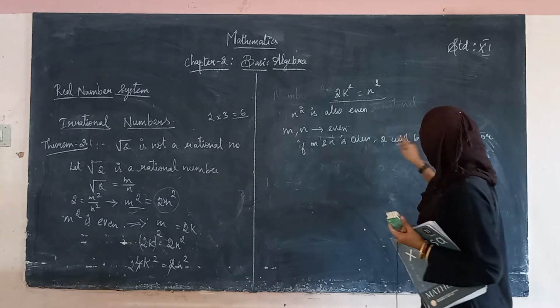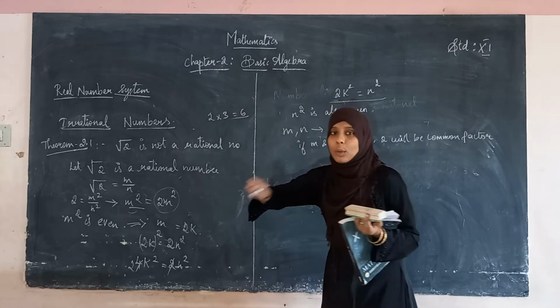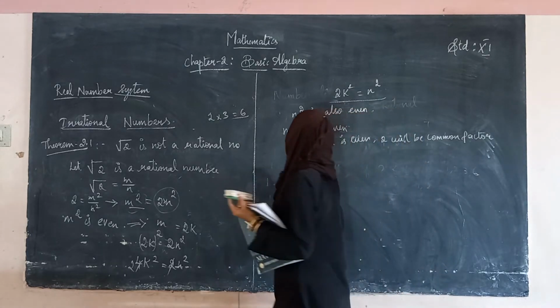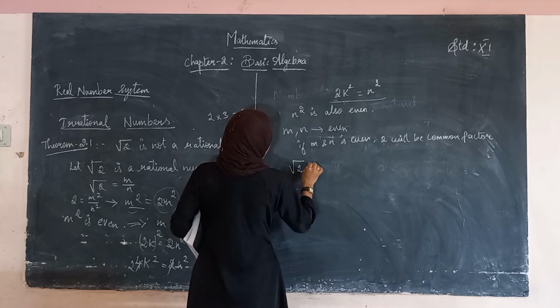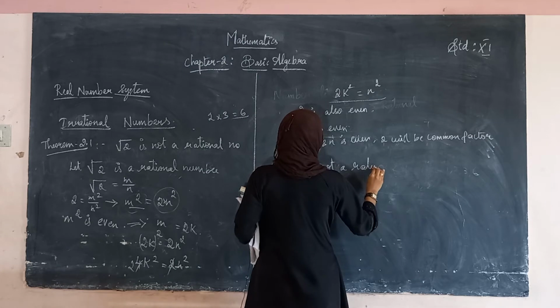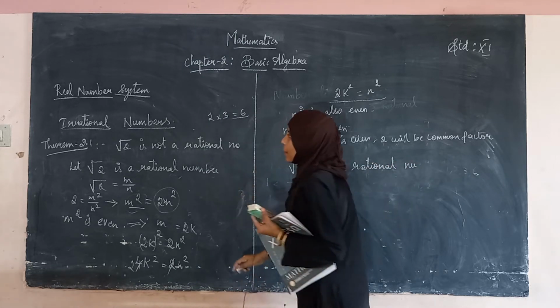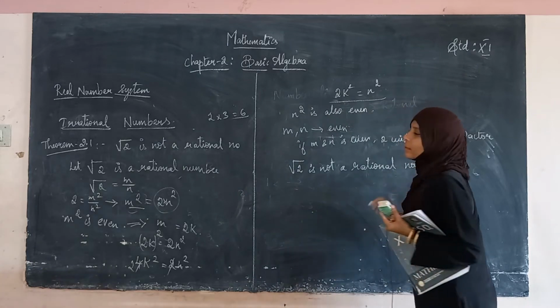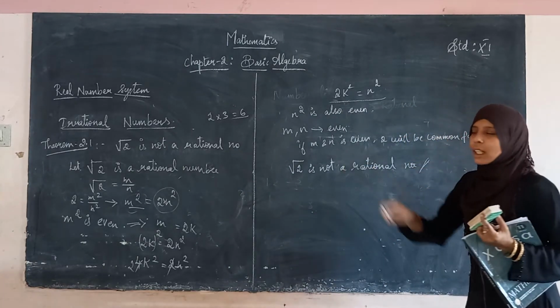Therefore we have one more element as a common factor, but a rational number should have only one common factor. Therefore we are arriving at a contradiction, that is, root 2 is not a rational number. Okay, root 2 is not a rational number. With this we are completing this theorem.